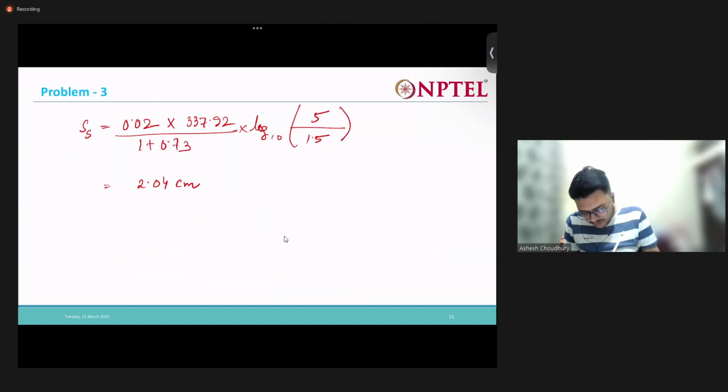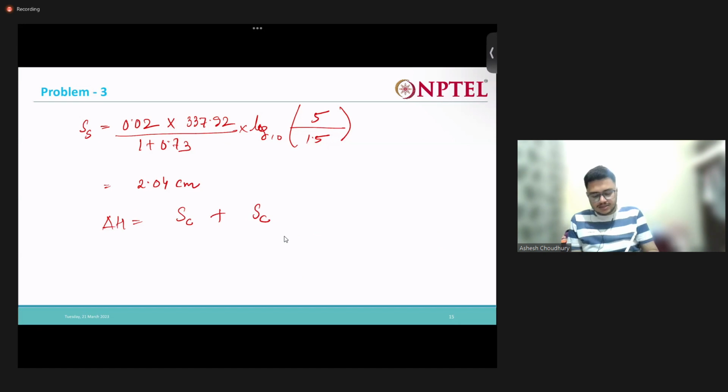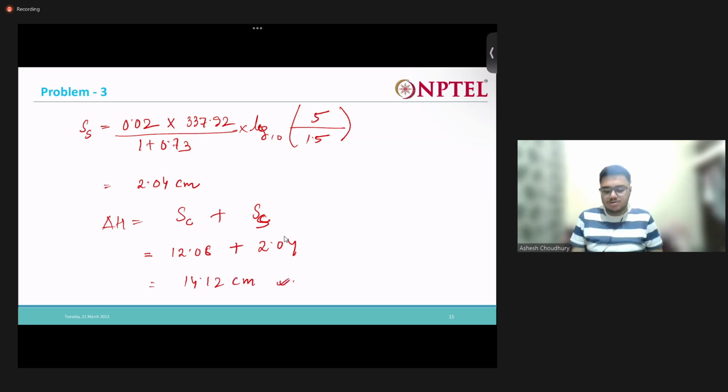Okay, so now finally what we do is we find out the total settlement, which is nothing but the consolidation settlement plus the secondary settlement. So what is my consolidation settlement? 12.08. What is my secondary settlement? 2.04. So that gives 14.12. Okay, so this is the total settlement.